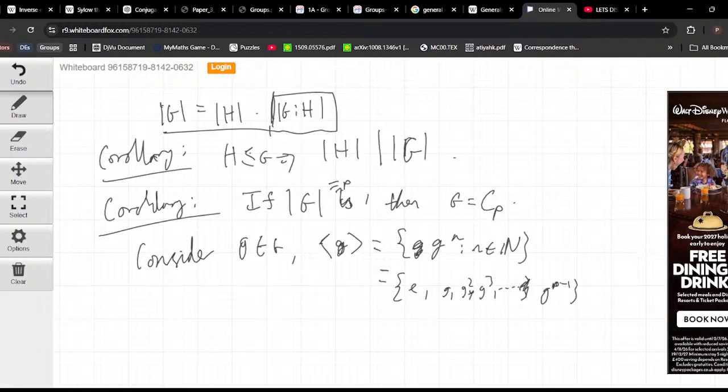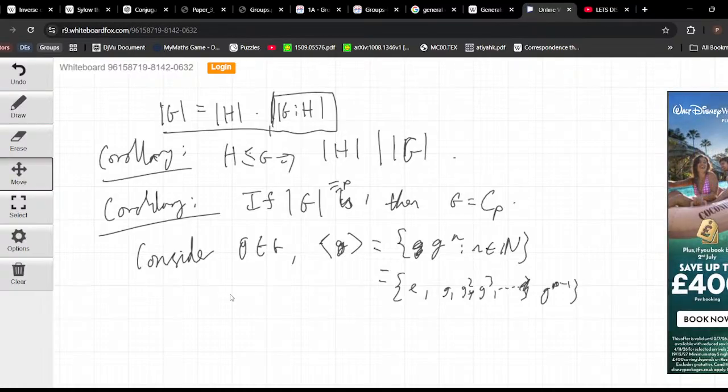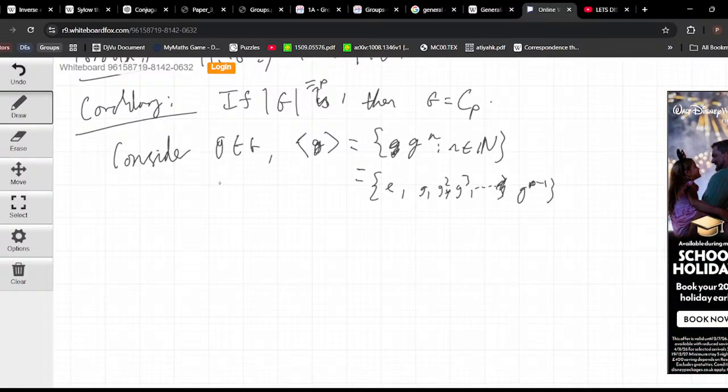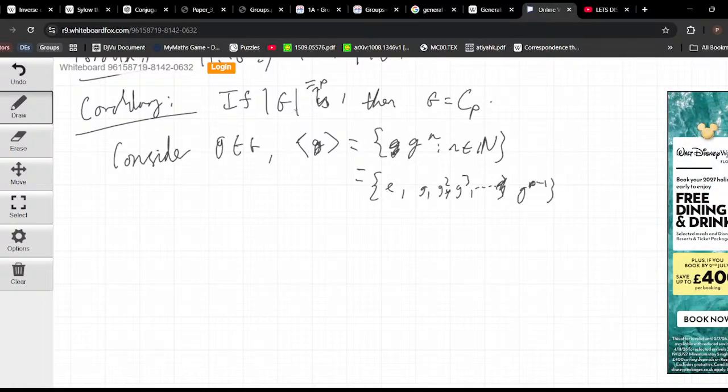This forms a subgroup. Yes, but we know that the size of the subgroups has to divide the order of G. So the order of this subgroup has to divide the order of G, but that's just P.